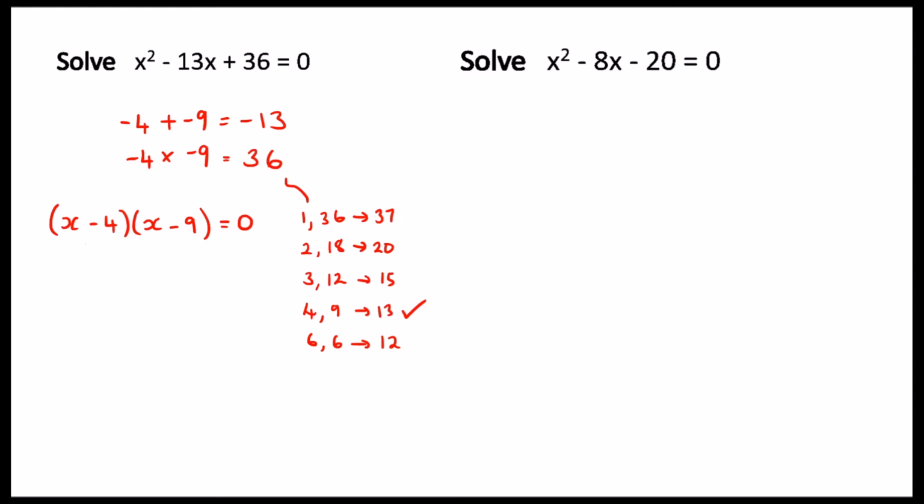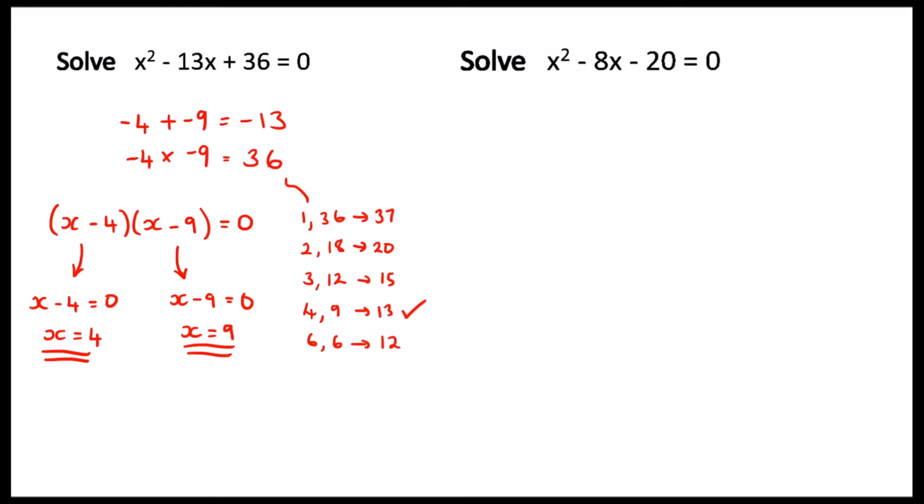I can now use this to solve the quadratic. So looking at the left bracket, I know that one part says that x minus 4 is equal to 0, and that means that x is equal to 4. That's one solution. And the other bracket says x minus 9 is equal to 0, and therefore x is equal to 9. That is my second solution.